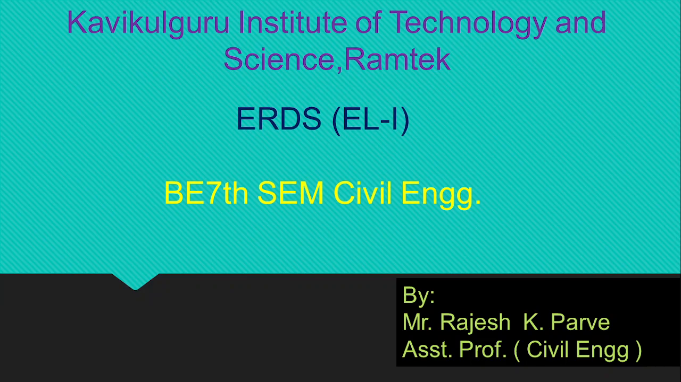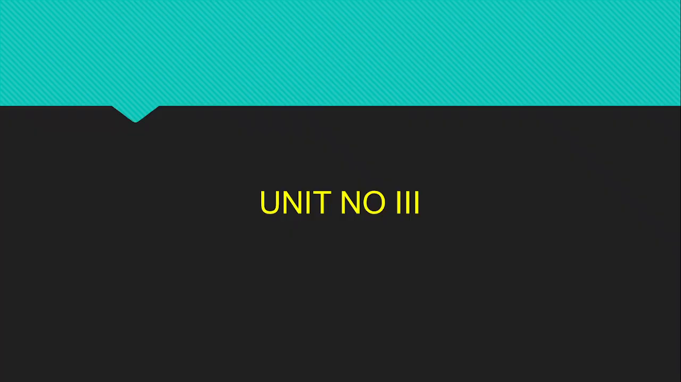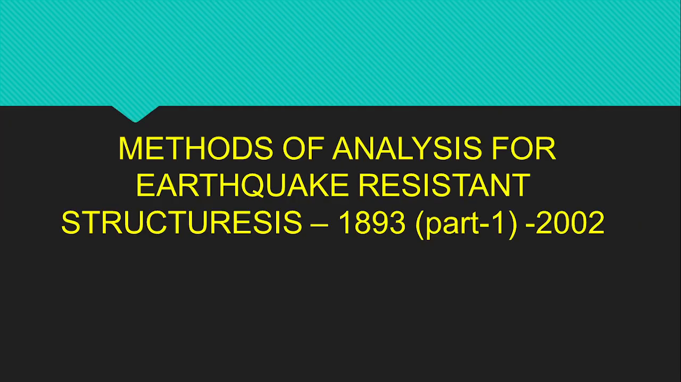So let us talk today about the methods of analysis for earthquake resistant design of structure as per IS 1893 Part 1 2002 and the modified version is 2016.